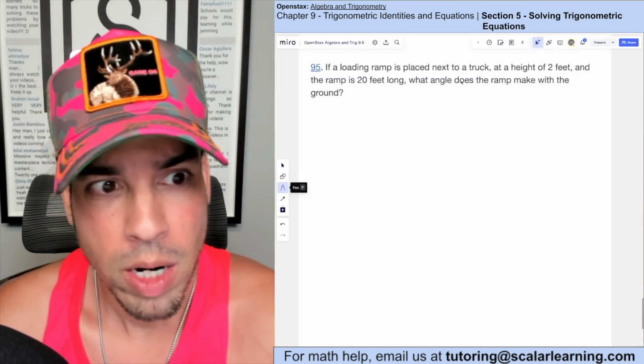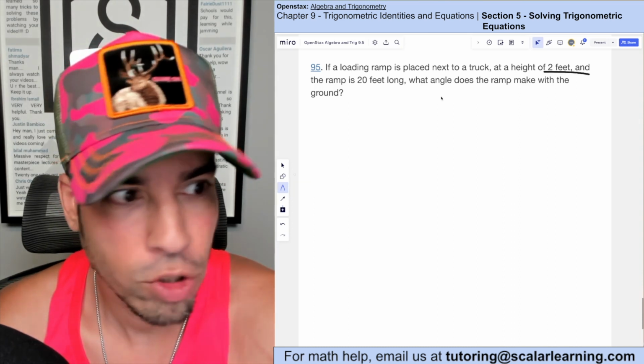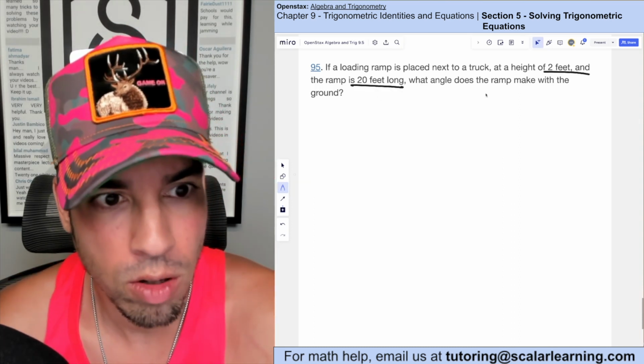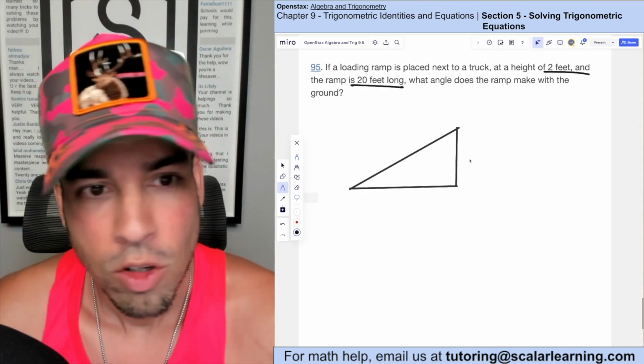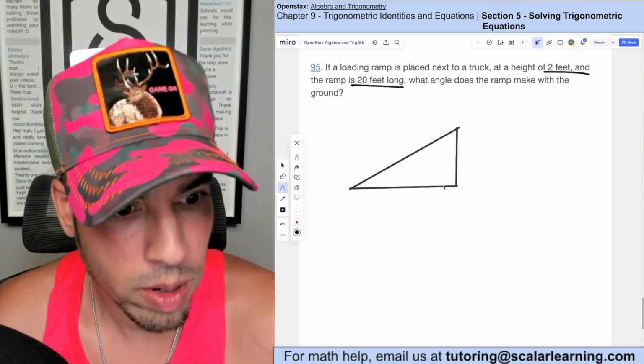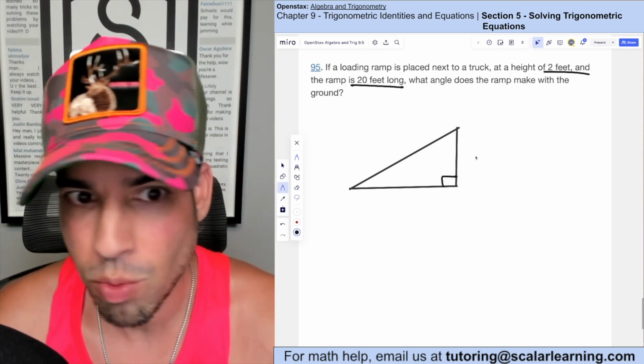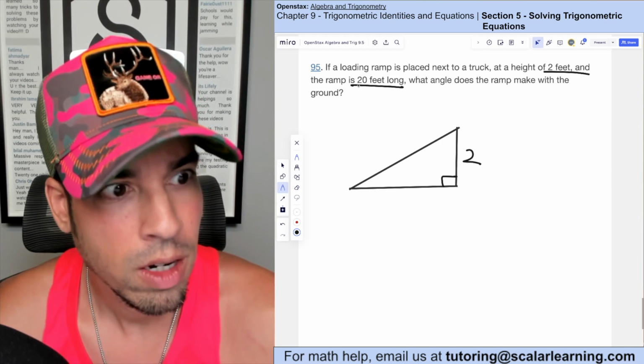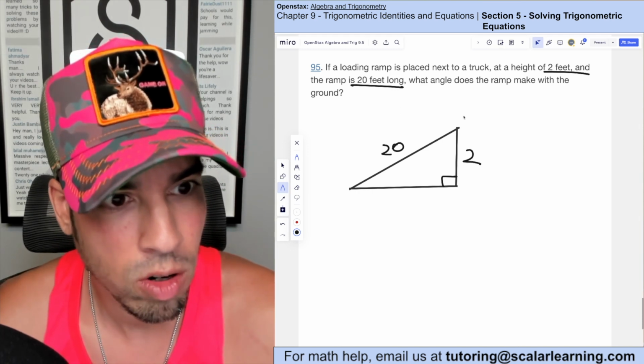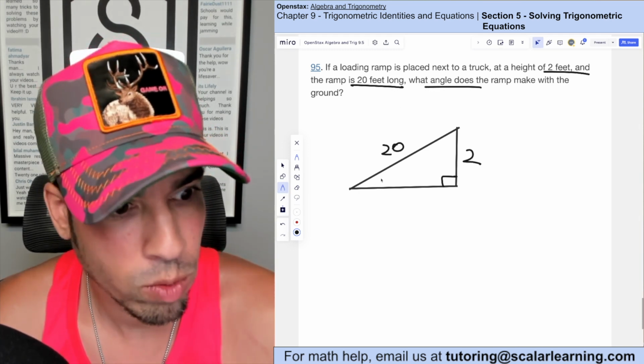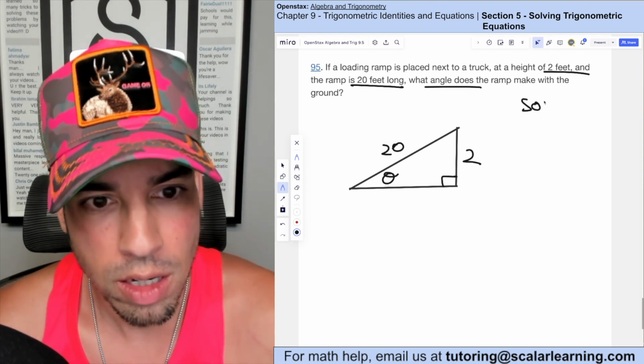Done. If a loading ramp is placed next to a truck at a height of 2 feet and the ramp is 20 feet long, what angle does the ramp make with the ground? So here's our little diagram of the ramp. We got a right angle here. Of course, it's a nice right triangle. We got a height of 2 feet and the ramp is 20 feet long. And it says, what angle does the ramp make with the ground? That's this angle.